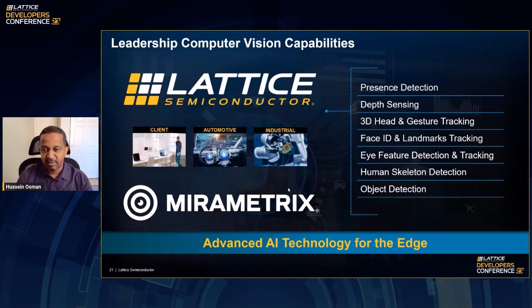But those are the types of things that can be supported, like presence detection, depth sensing, gesture, hand and body tracking, face identification, human skeleton tracking, and object detection in general. We tried to create a set of useful AI applications. These are production-ready applications and can be deployed on Lattice's FPGAs.